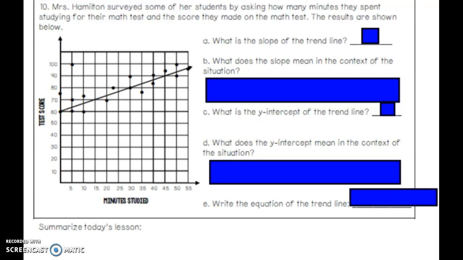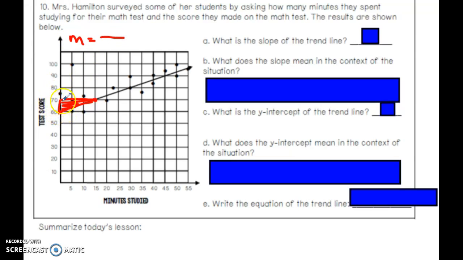If we need to find the slope, we will do very similar to what we did before. We're going to locate 2 points on the trend line itself. They do not have to be data points. They just have to be points that cross the grid lines of the trend line. And then we're going to look at our rise and our run.